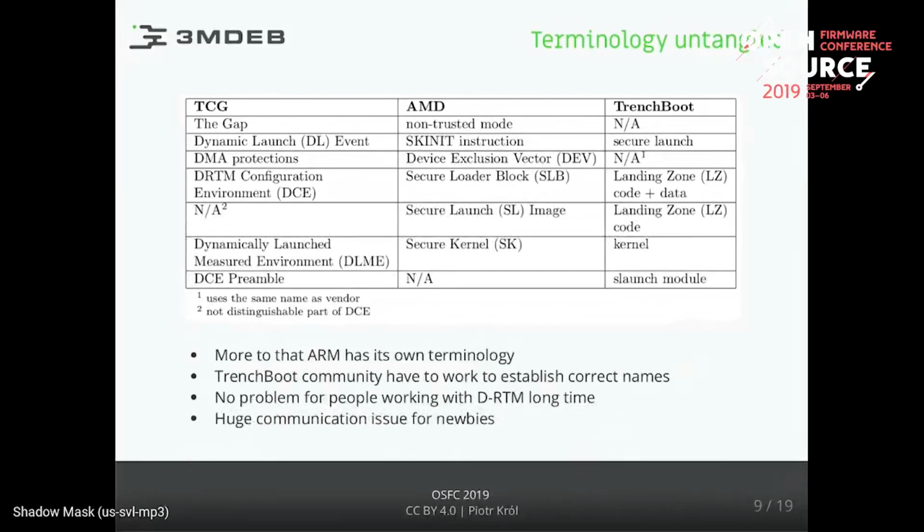Then we have this dynamic launch event, which is the SKINIT instruction in case of AMD, I'm sorry. In case of TrenchBoot, it is called the vendor call. Yeah. So DMA protection from the TCG specification is, in AMD, a feature called device exclusion vector, which gives us the ability to protect against DMA attacks in a specific way. So I will not read that. You see the differences between the various implementations.